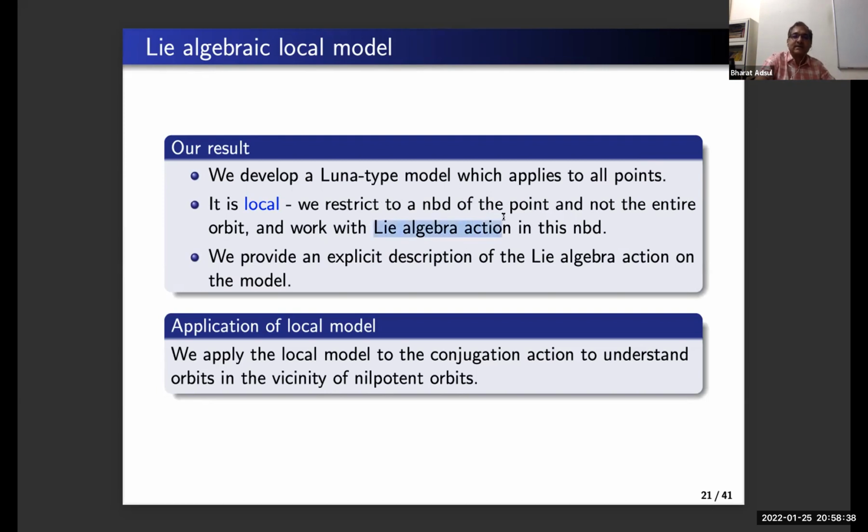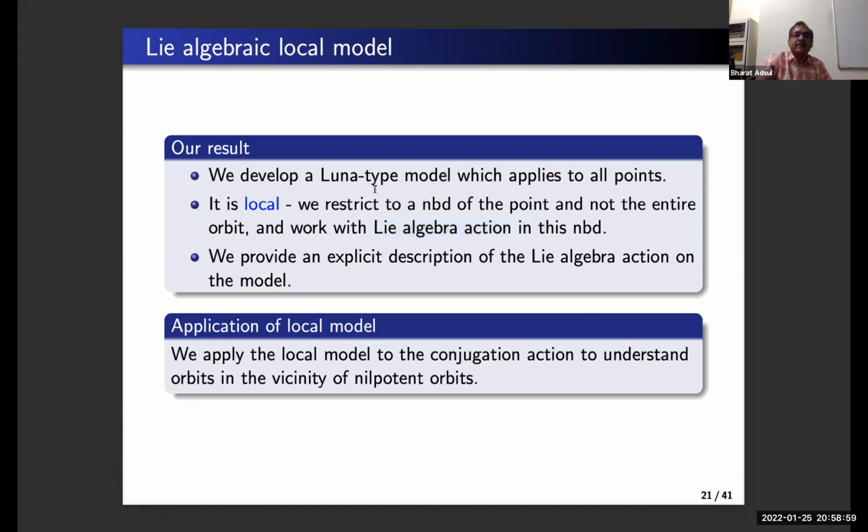Because the group action is meaningless now, since I decided to restrict to a neighborhood of this point, and the group elements may take you out of this neighborhood. But the Lie algebra action still makes sense. And therefore, what we have is a Lie algebraic local model for a neighborhood of an arbitrary point.